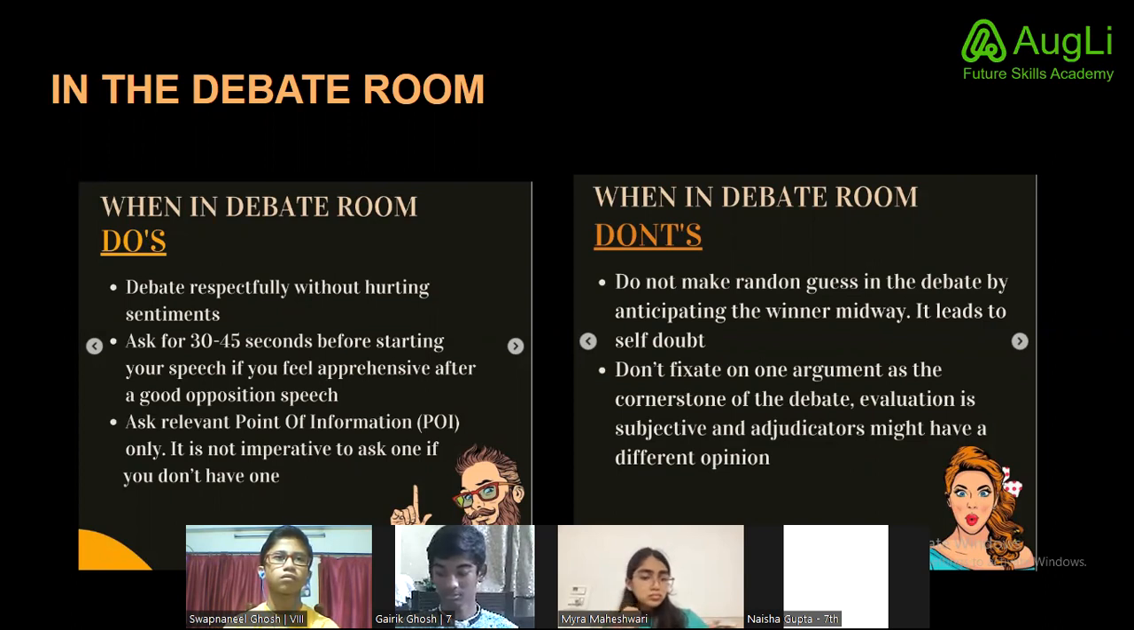Secondly, don't fixate on one argument as the cornerstone of the debate. Evaluation is subjective. What does this mean? This is very important. Sometimes we give a lot of weightage to one argument because we think it is the most important, which is going to win us this round. Even if your argument was the most relevant and you analyzed it well in the 3 minutes, but that was the only argument you analyzed, it's likely that the adjudicator will not think of it as important.